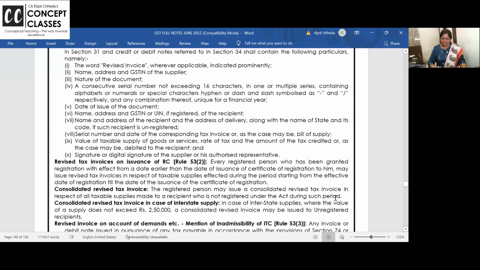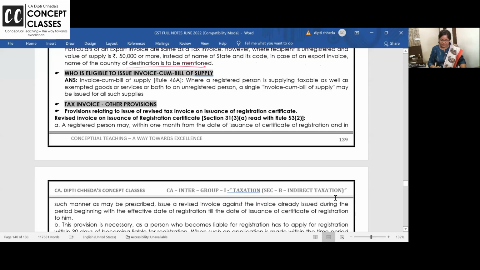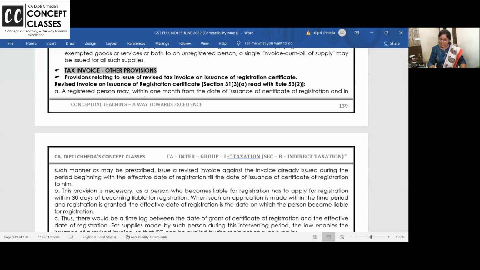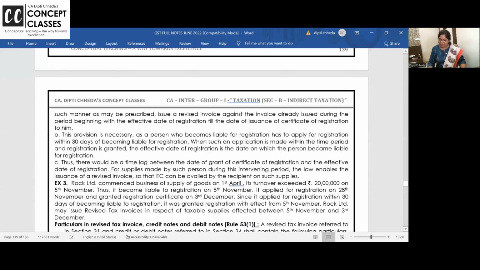Let us read it from our material. Very interesting. Where were we? A registered person may, within 1 month from the date of issuance and in such manner as may be prescribed, issue a revised tax invoice for invoices already issued during the period, with the effective date till the date of issuance. The provision is necessary as the person who becomes liable has to apply for registration within 30 days. When such application is made within the time of 30 days, the effective date of registration is the day you become liable.